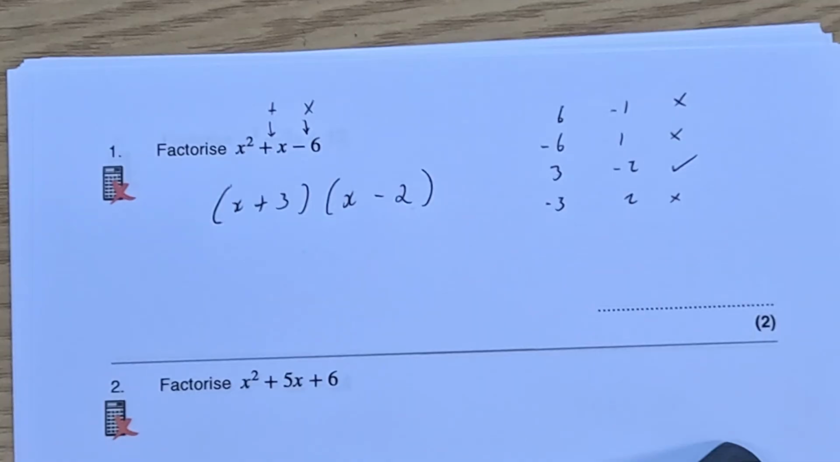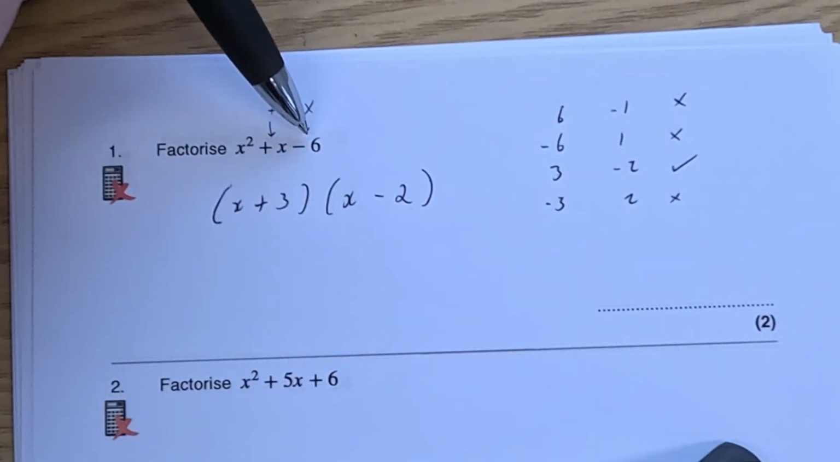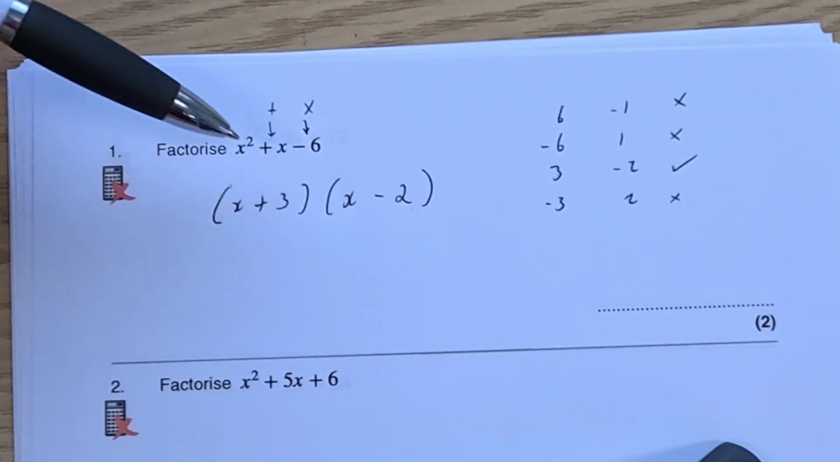And that's it. So here, what we did was we considered the pairs of numbers that will times together to be negative 6, and we looked for the one which would add together to be 1, because it's plus x, which is plus 1x.